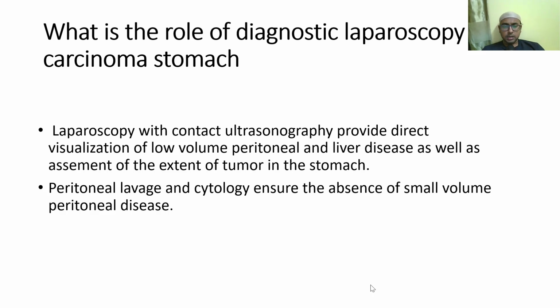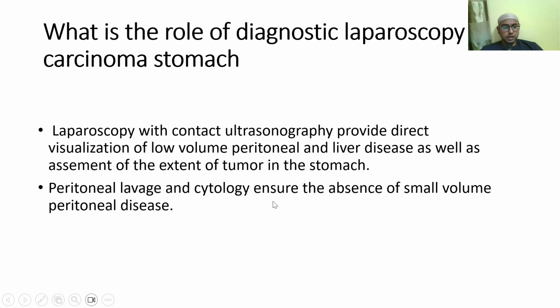Here, laparoscopy with contact ultrasonography provides direct visualization of low volume peritoneal and liver disease, as well as assessment of the extent of the tumor in the stomach. Peritoneal lavage cytology ensures the absence of small volume peritoneal disease. So peritoneal lavage is very necessary here, and also the cytology. So we can take some fluid for assessing any malignant cells present in the body fluid, like peritoneal fluid, presence or not, which you can see by laparoscopy.